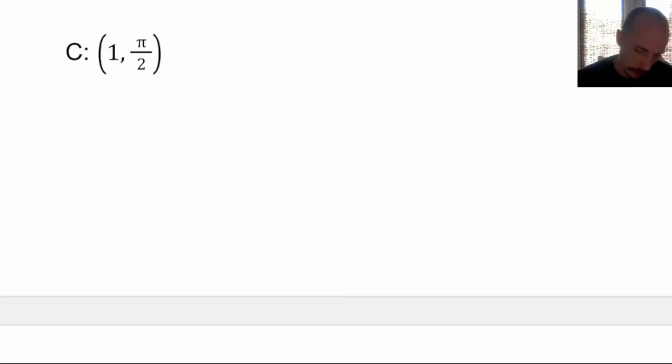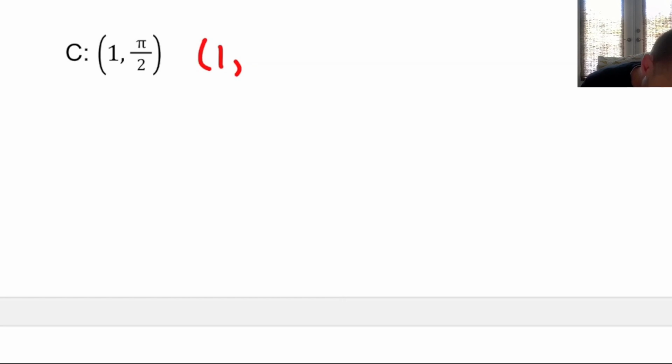For C, r equals 1, theta equals pi over 2. If I wanted to write that with a positive r value and a negative theta value, I'm going to take pi over 2 and subtract 2 pi. So 1 pi over 2 minus 4 pi over 2, that's negative 3 pi over 2.